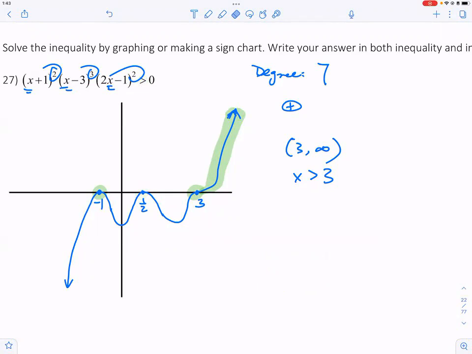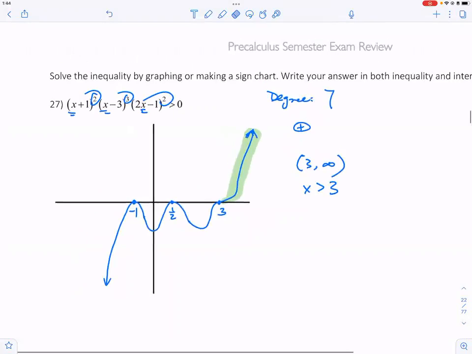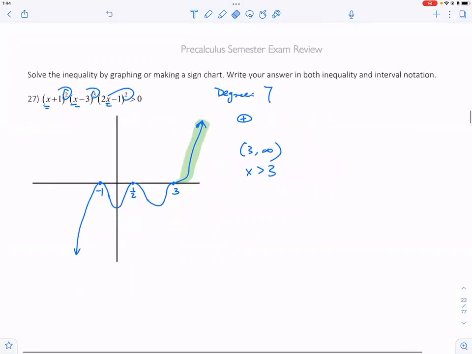Okay, so let me go back. The solution for this problem is only x is greater than 3. And I would tell you that graphing makes the whole process a lot easier, very streamlined, very straightforward.